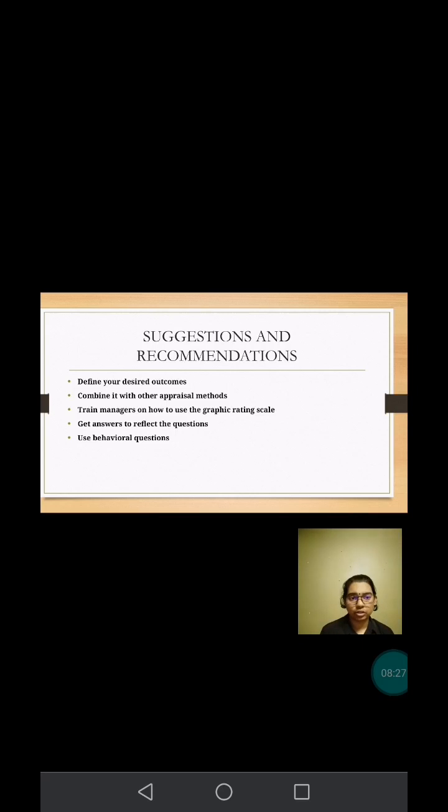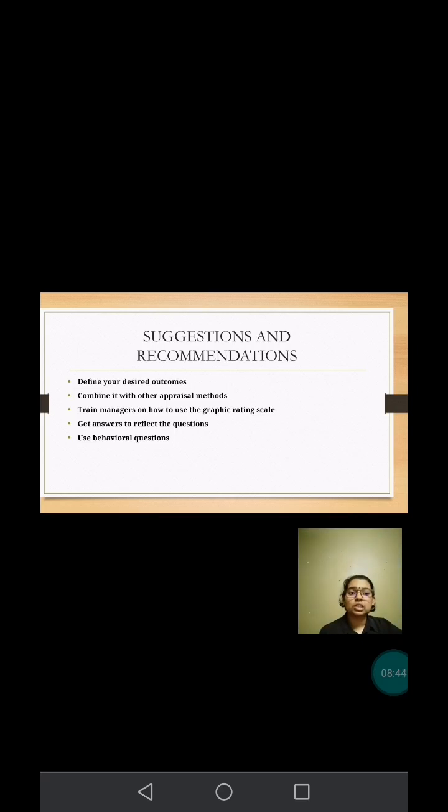Moreover, get answers to reflect the questions. Once you've determined your questions, the next step is to create appropriate answers for them. For example, let's say your question is, does the employee deliver work on time and adhere to the deadlines? Your scale should include answers such as late, on schedule, and ahead of schedule.